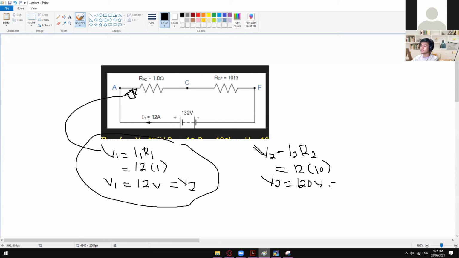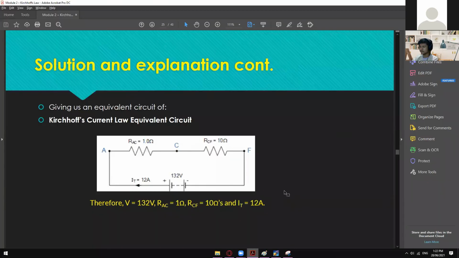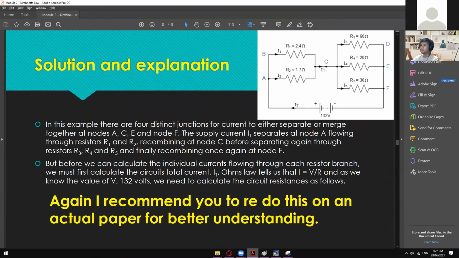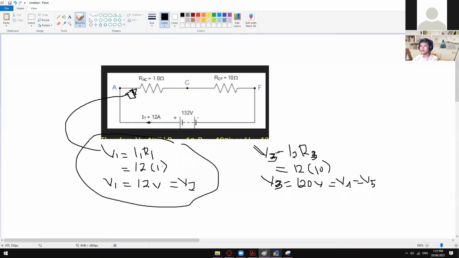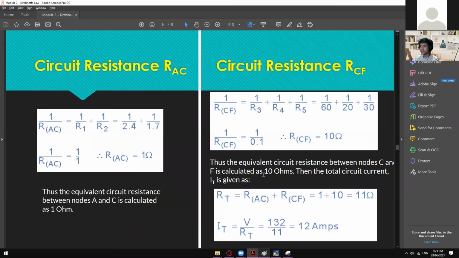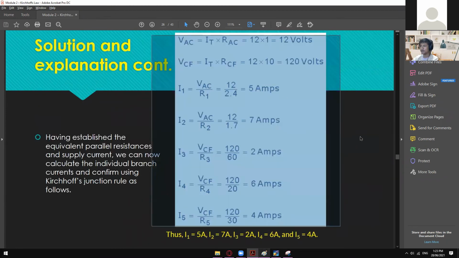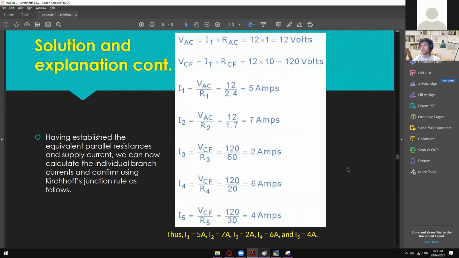So this one is also the same, my bad. Let's just make this one V3, and then this one is R3. V3 is equal to your V4 and then V5 since we have three branches on that one. So your V1, V2, V3, V4, and then V5: 12 volts for the V1 and V2 and then 120 volts for the V3, V4, and then V5. And then just substitute that using these formulas right here, and then you will get those individual currents. So 12 divided by 2.4, which is the R1, you'll get 5 amps, and so on and so forth.